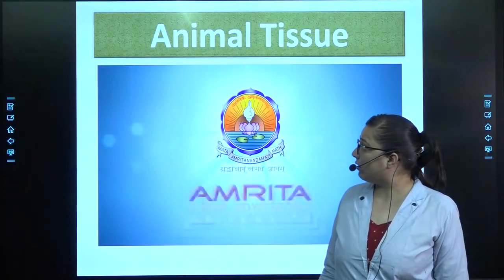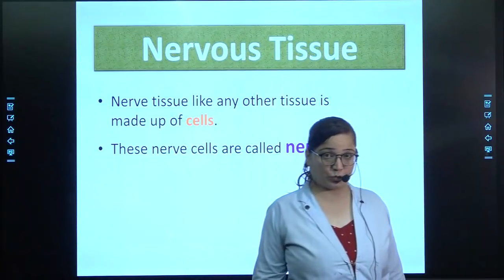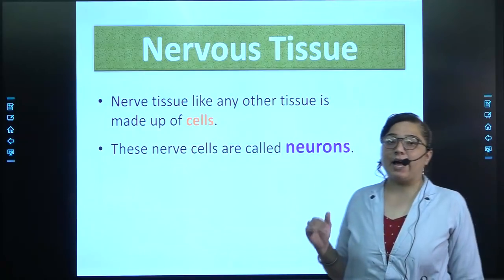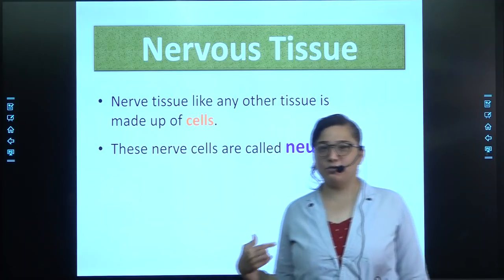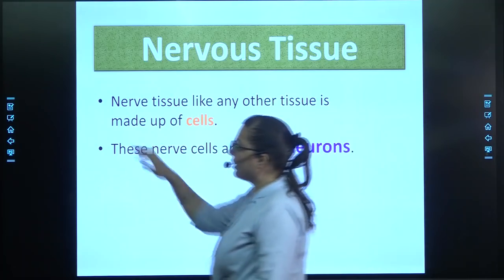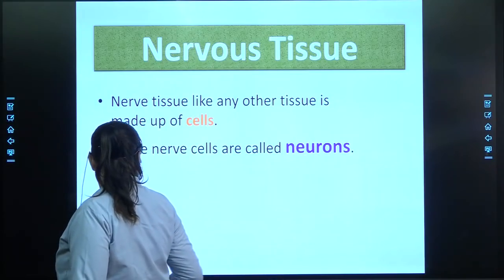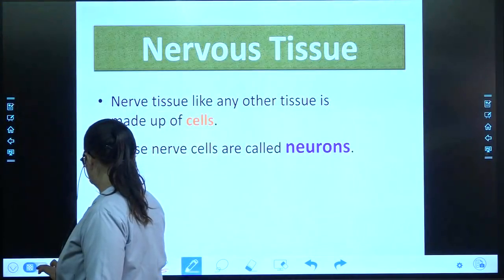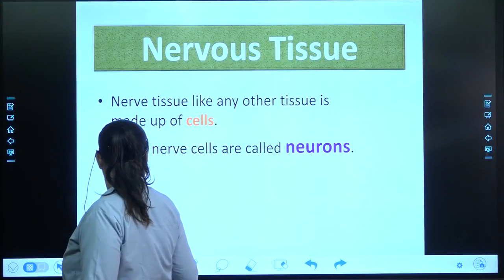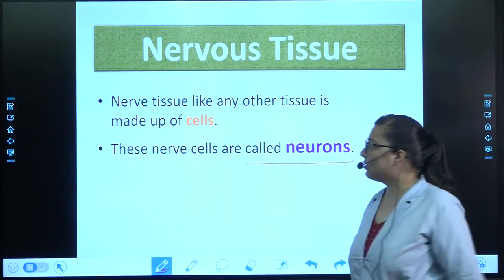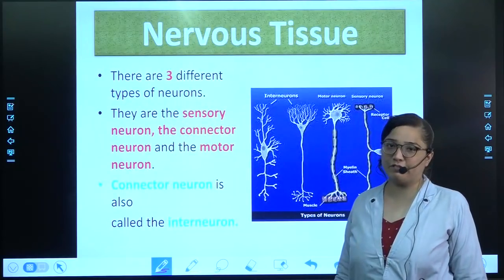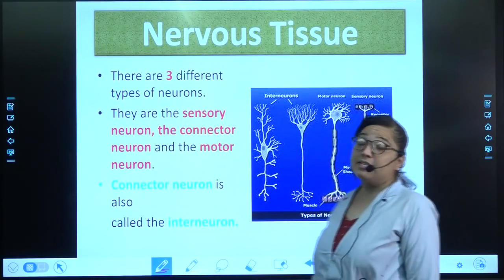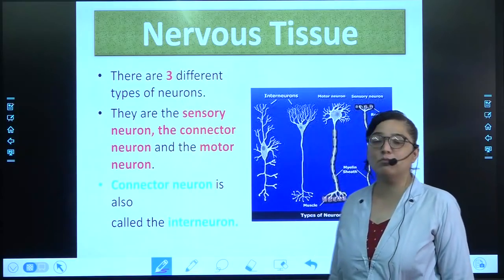Here is the nervous tissue. We know that all the tissues are made up of cells. In the same way, nervous tissue is made up of nerve cells. Nerve cells are also called neurons. Then we talked about 3 different types of nervous tissue, that is sensory neuron, connector neuron and motor neuron.